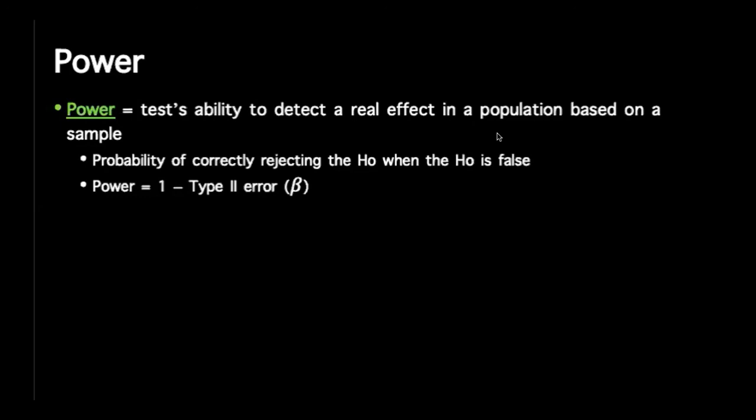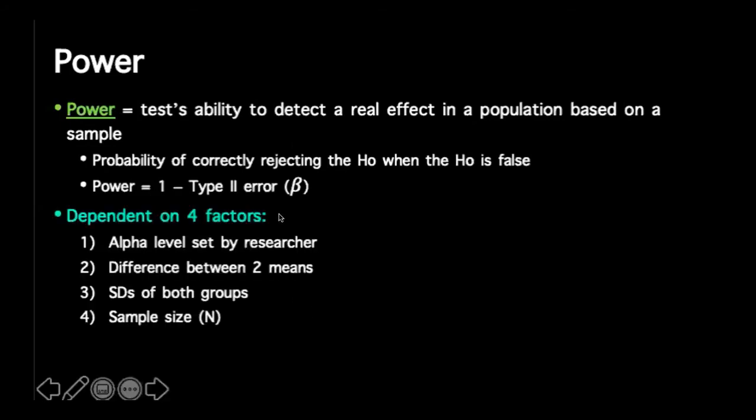So it's when we reject the null and the null is actually false. So we have a true decision that we've made, right? And power is going to be 1 minus type 2 error. Type 2 error is the probability of accepting the null when the null is false, right? It would be the opposite of power.